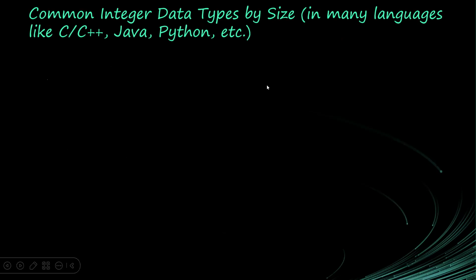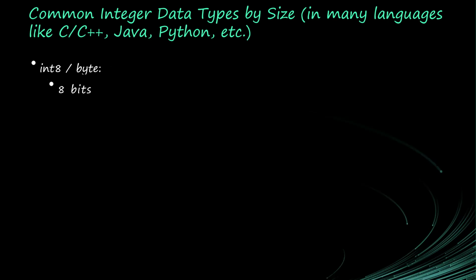Let's take a look at common integer data types and their sizes in some programming languages. We have the int8, which is called byte. Int8 means we are using 8 bits to represent this integer, so it has another name called byte. Remember that 8 bits make up a byte.